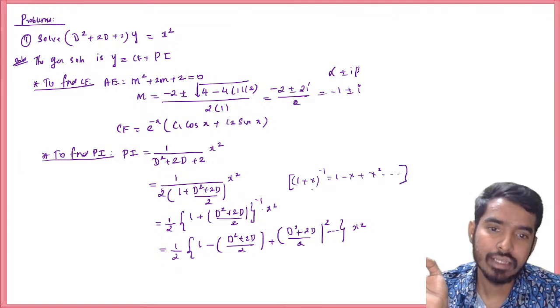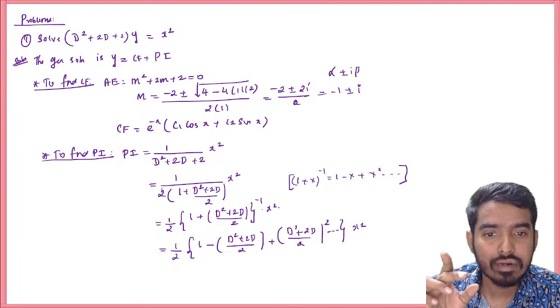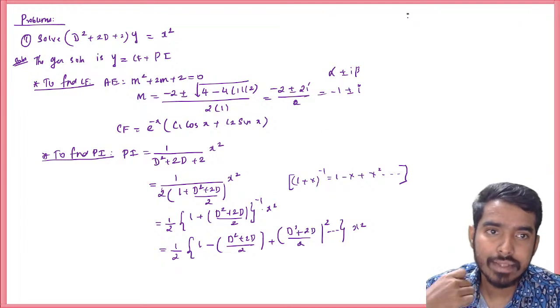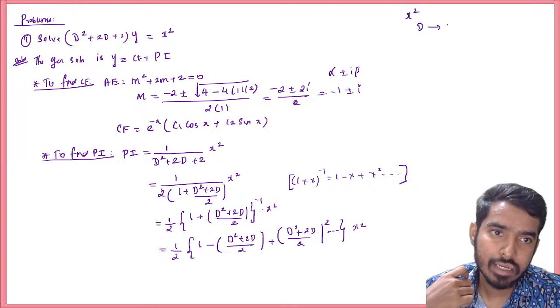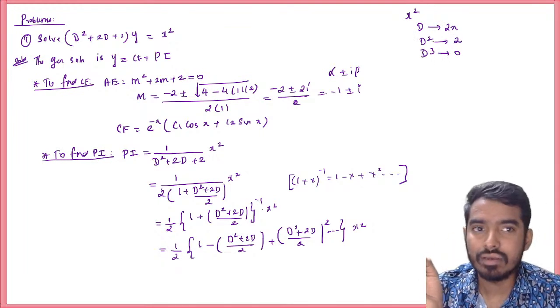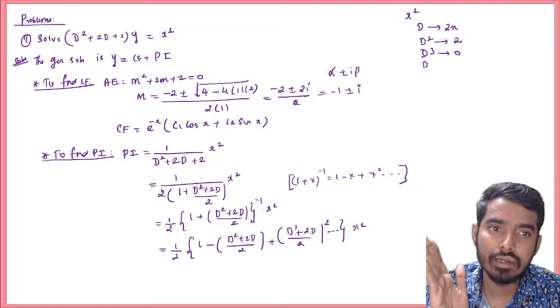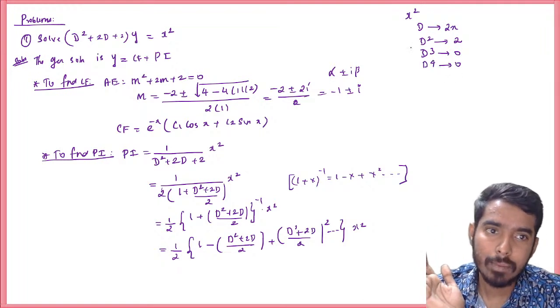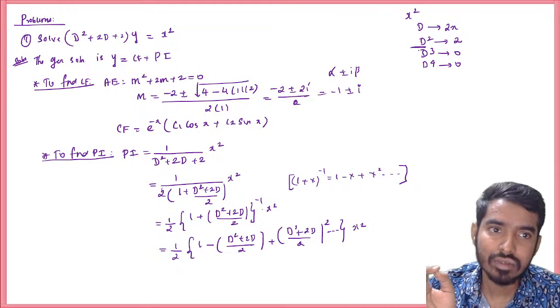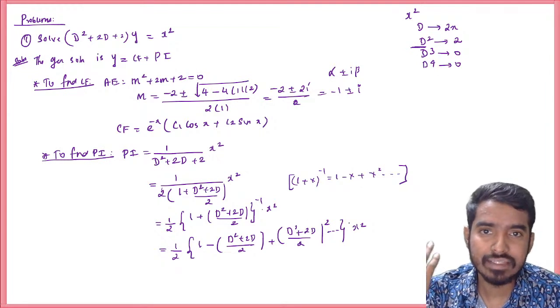Since we have the square term, x square here, what is the differentiation? It will be 2x. What is D square? We differentiate twice, so it will be 2. What is D cube? It is 0. First derivative is 2x, second derivative is 2, third derivative is 0. That means from D cube onwards, everything will be 0. D power 4 is 0, everything is 0. So up to D square only, we're going to have some values. After D cube, it will be 0 only. So I'm just stopping this expansion here.